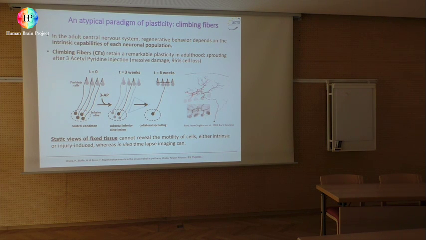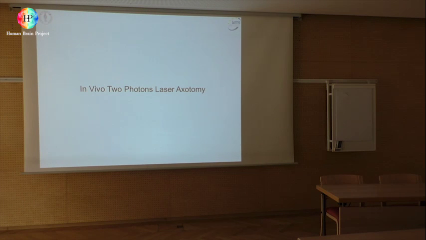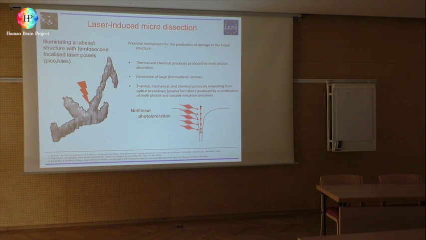Now the problem here is that this is a massive effect. We want to be precise. We want to study at the single cell level what is happening. So we cannot use a syringe with some toxic compound. So what we do is use the same laser which was used to make an image to cut, to make a damage, to make a dendrotomy. How does it work? Well, from a physical point of view, if you increase the laser power, you damage, you cook. So you have thermal, mechanical, and chemical processes emanating from this.